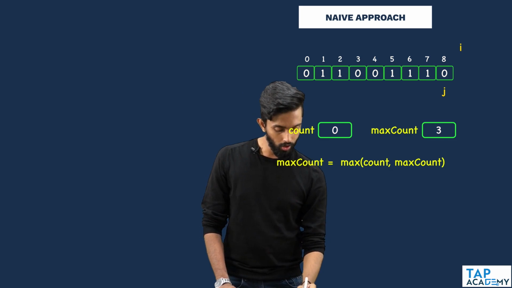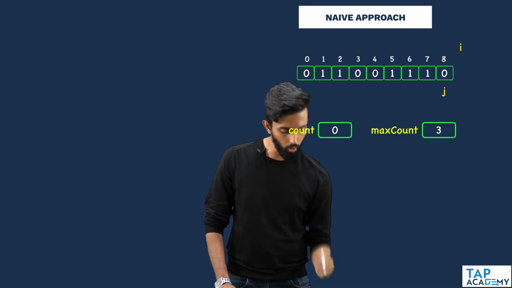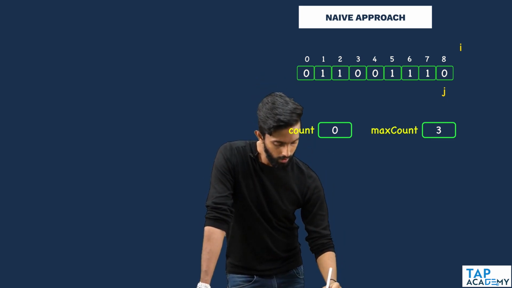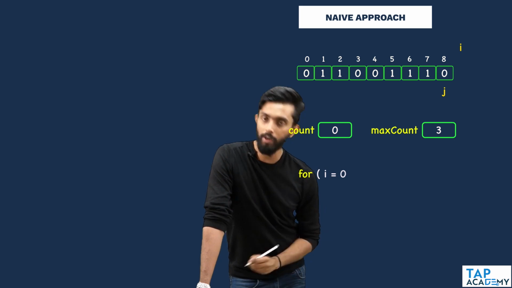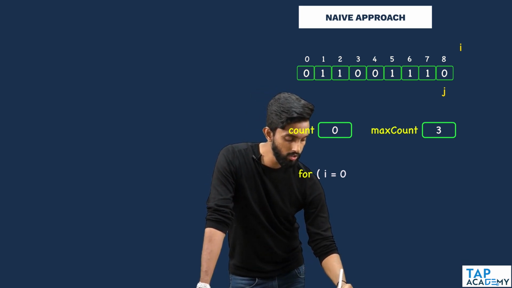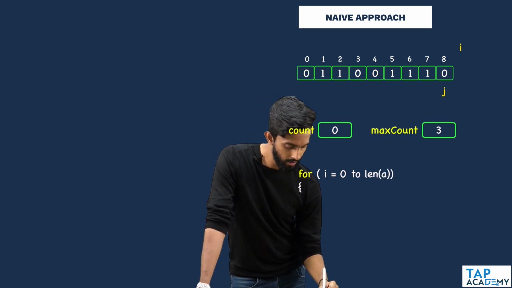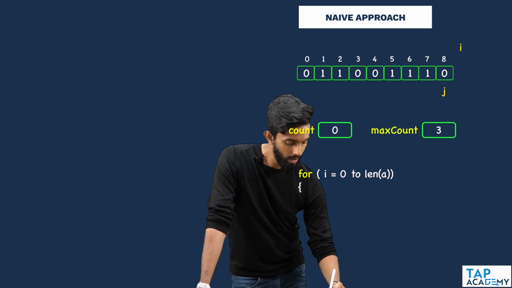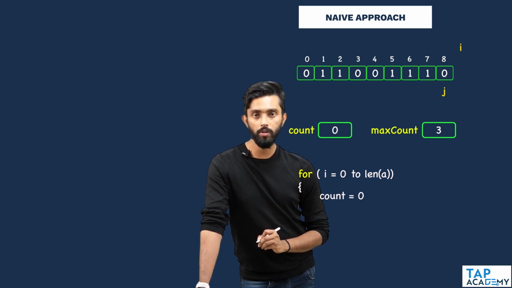So now that you understood the logic, if I have to convert the same thing into code, how would I write code? Very simple. First of all, I will tell for i starts from the first element 0. It goes till the last element, which means length of A. Inside this, first thing I will do is create one variable called count, and that will be initialized to 0.